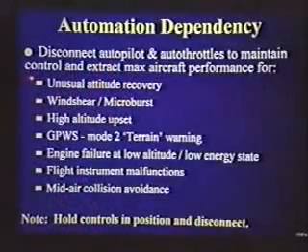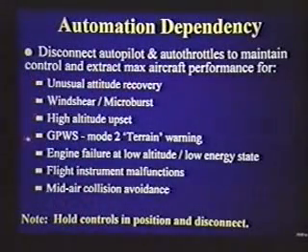And we've talked about all these today: unusual attitude recoveries, microburst, high altitude upset, GPWS Mode 2 terrain warnings, engine failure, low altitude, low energy, flight instrument malfunctions, mid-air. Well, we haven't talked about mid-air collision avoidance, but that's a perfect example of automation dependency.